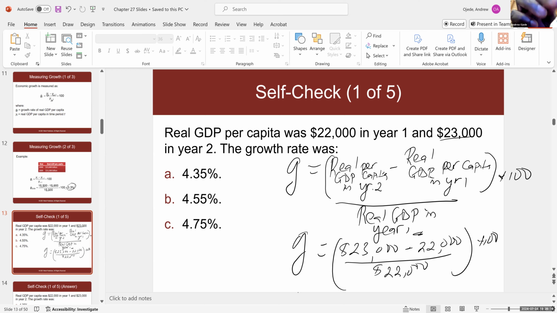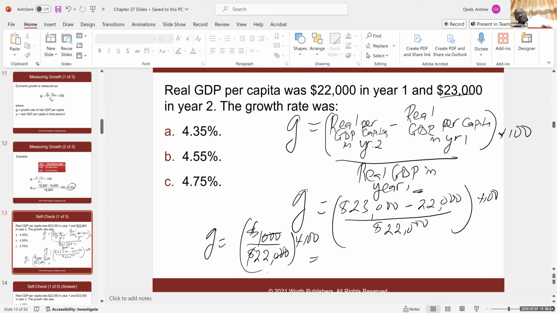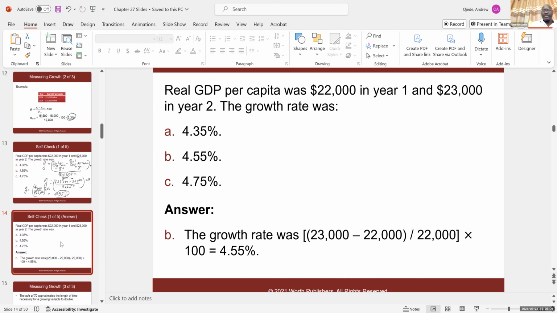So the numerator is going to be $1,000, divided by $22,000. The dollar signs cancel, then you multiply this by 100 because it has to be in percentage. So let's check what the number is on the calculator on my phone. It's 1 divided by 22 times 100. So that means economic growth G is going to be equal to 4.55% if you round it to 2 decimal points. So that's how we calculate that.